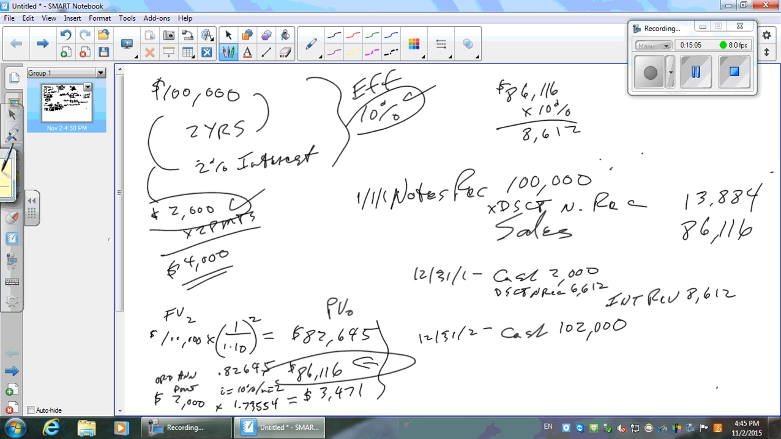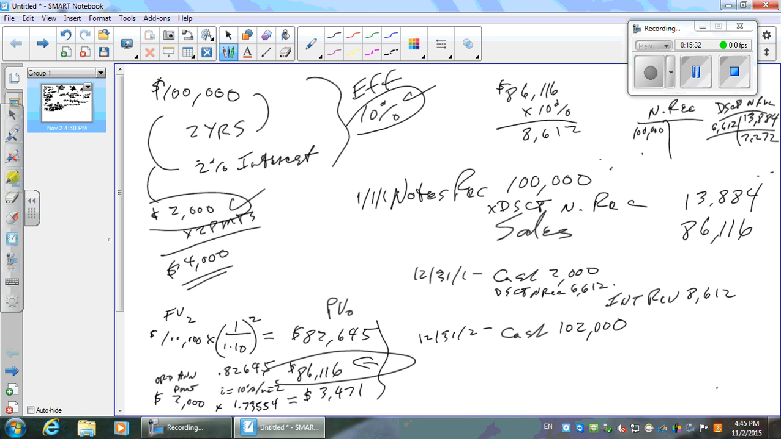Let's try it again. Of course, a note receivable has a debit balance. 100,000. Discount on notes receivable, of course, was a credit of 13,884. Now what did I do to it? I just debited for 6,612. What's left in there? 7,272. Yeah, thank you.